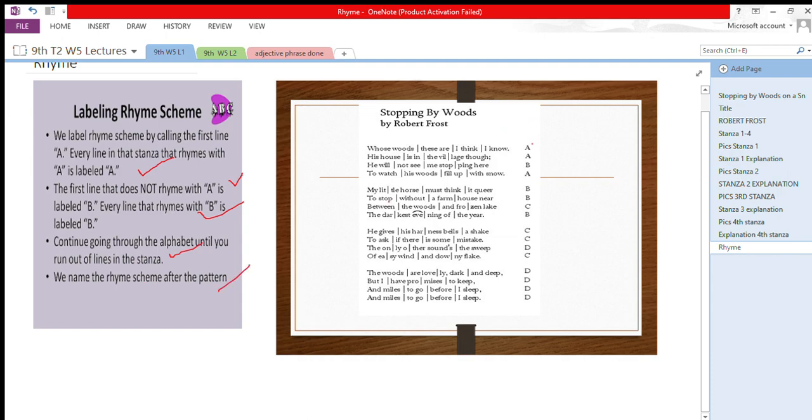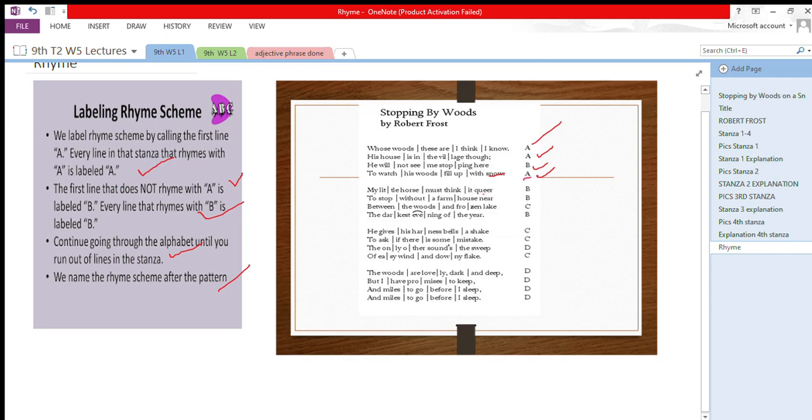Now this will help you to understand. Whose woods these are I think I know. Then the second line, his house is in the village though. Now see, know and though both rhyme, so both we have given the name A. Then the third line says, he will not see me stopping here. Now here it does not rhyme with the first two lines, so we will give this line the name B. Then the fourth line ends in snow and that rhymes with the first two lines. So again, this will be given the name A.